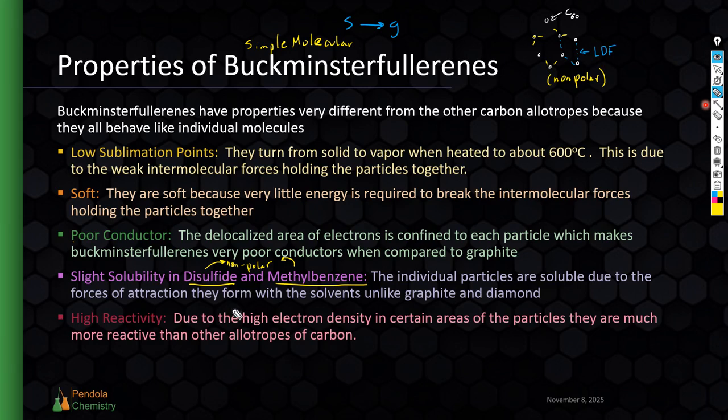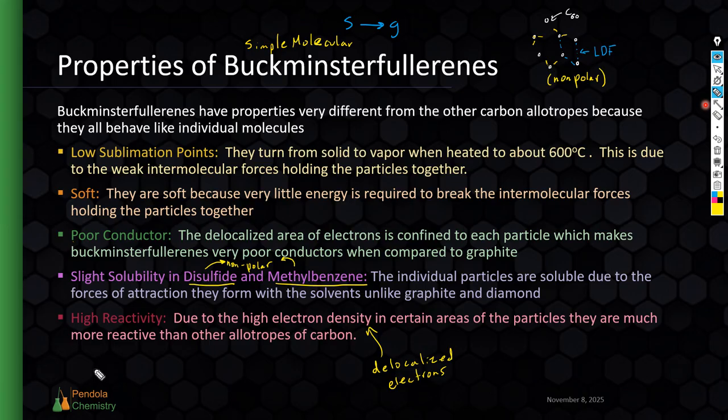Now, the last property of Buckminsterfullerenes that we have to discuss is their reactivity. They are really highly reactive. They're really highly reactive because they have a high electron density. Because of those delocalized electrons we talked about, that is what gives them their high electron density. The delocalized electrons give them a high electron density, which means that in certain areas the particles have way more electrons than they need, and so they become very reactive.